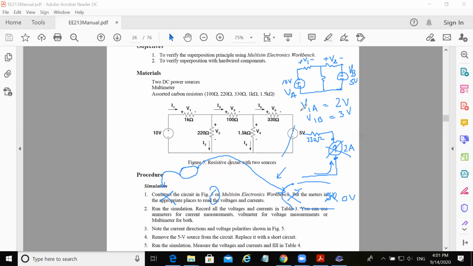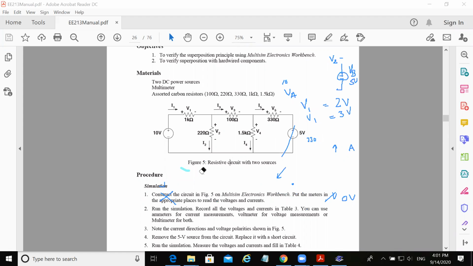Now you have to draw this circuit. You have to design the circuit in Multisim and then connect your ammeter and multimeter accordingly to find the values of all of these voltages and currents for both of these sources individually. Okay, let me go to the next page and let me show you. Let me first erase all of this. I will show you the tables where you will be recording all of these values.